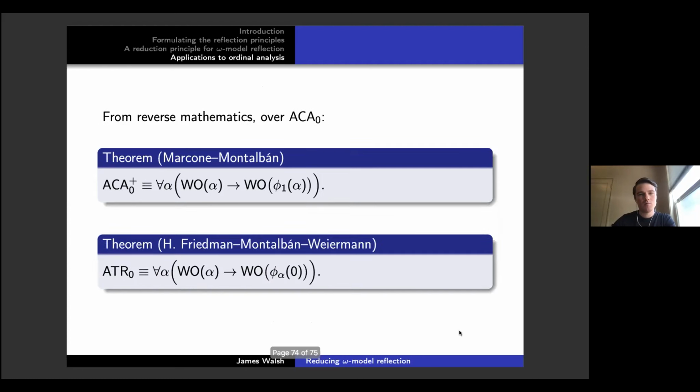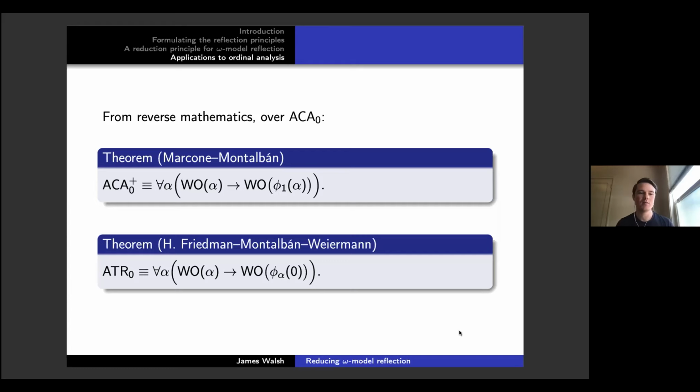And we also get some results from reverse math, now over the base theory ACA_0, but I'll mention what these results are. They're results to the effect that a certain operation preserves well-orderedness. So we get an alternative proof of this theorem from Marconi and Montalbán, that ACA_0^+ is equivalent to the statement that for every alpha, if alpha is well-ordered, then so is phi sub 1 of alpha.